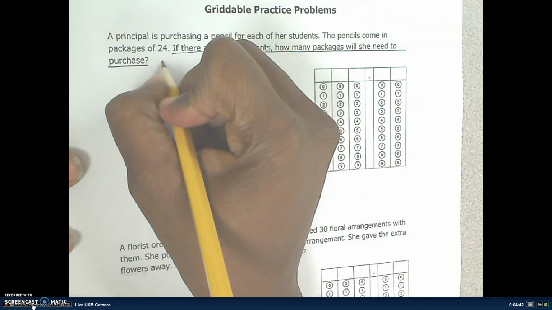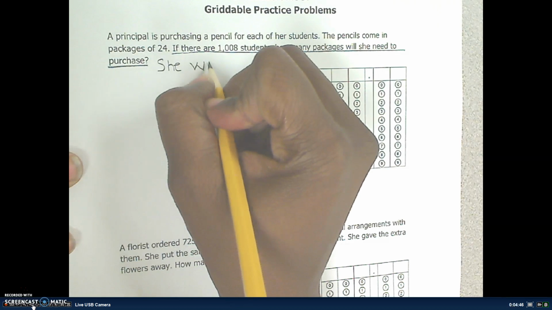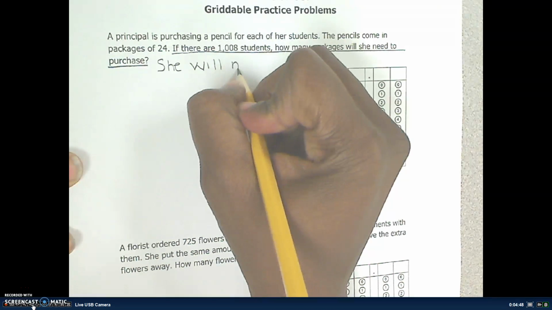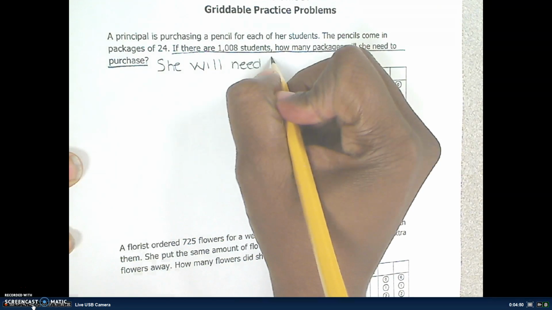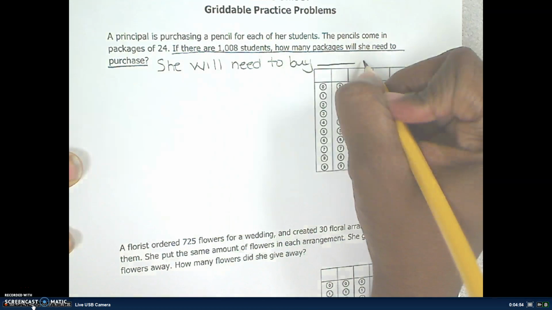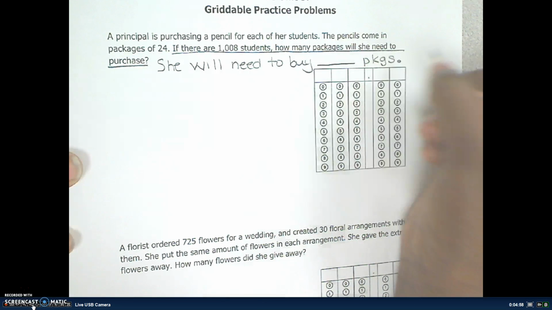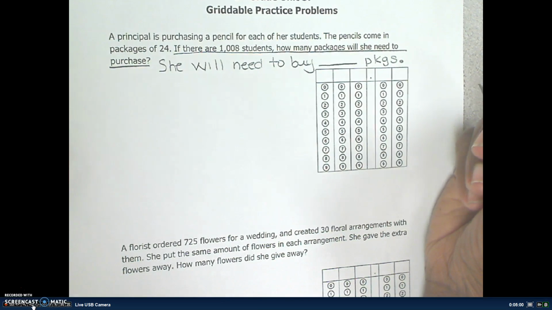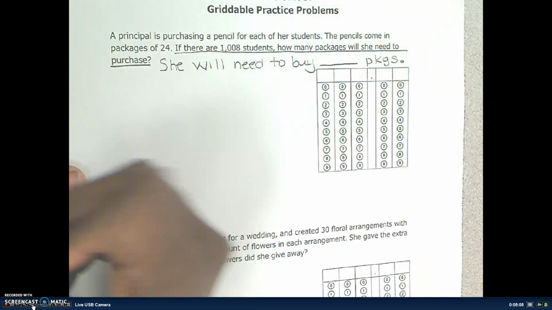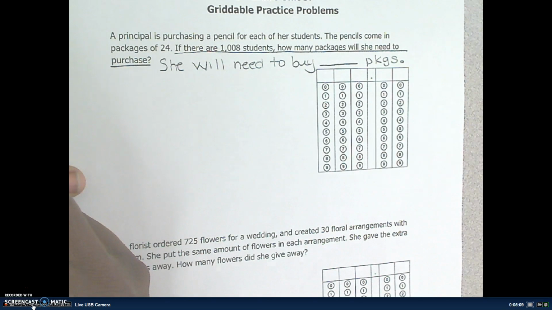So if there are 1,008 students, how many packages will she need to purchase? I'm going to go ahead and put: she will need to buy blank packages. All right, so when I finish this problem, this is a question I should be able to answer. So that's step one. We read the problem. We restated the question as a statement.